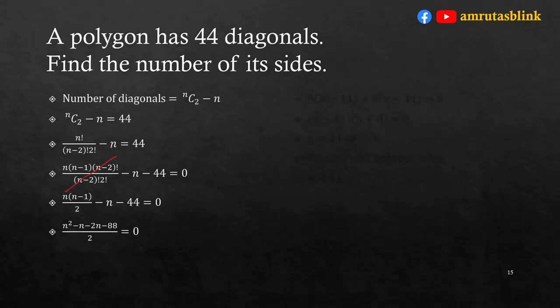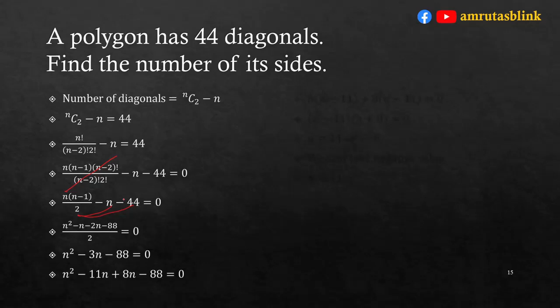Now the LCM of the denominators on the left hand side is 2. N into n minus 1 is equal to n square minus n, minus this 2 into n is 2n, and this 2 into 44 is minus 88. So we have n square minus n minus 2n minus 88, whole divided by 2, is equal to 0. That is n square minus 3n minus 88 is equal to 0. This 2, if we shift it to the right hand side, then it will become 0. Now we can factorize this quadratic equation.